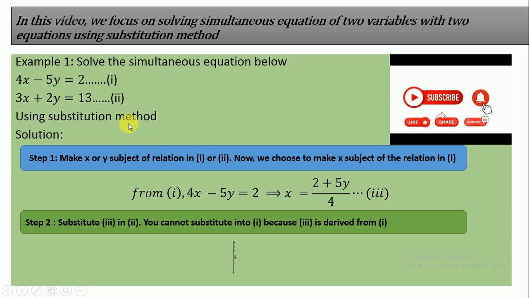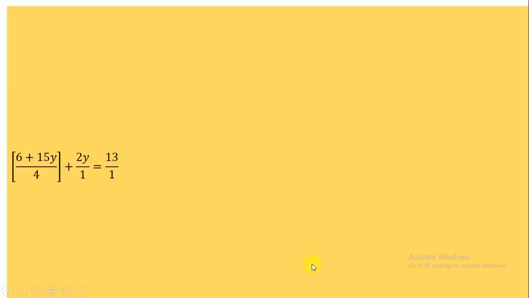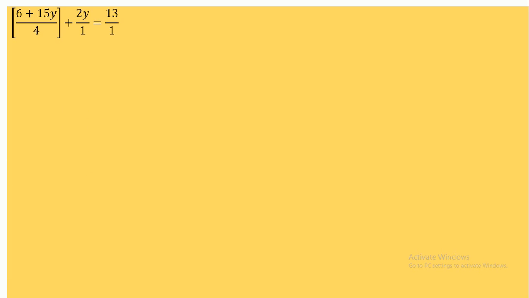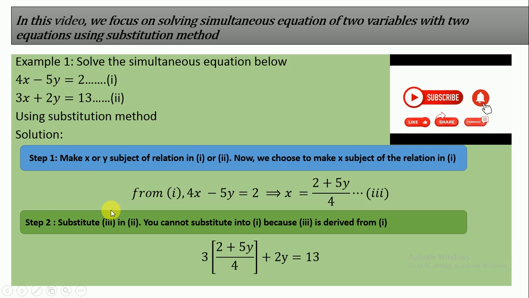So by the time you substitute, you have 3 open brackets, 2 plus 5y divided by 4, plus 2y equals 13. And in continuation to that, by the time you open the bracket, you have 3 times 2, 6, plus 3 times 5, 15.